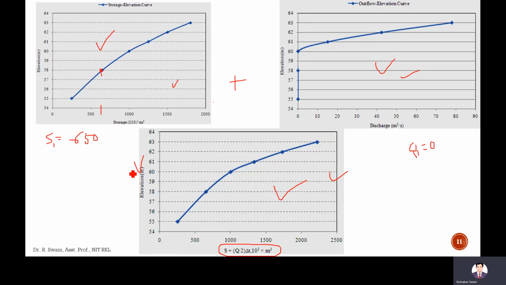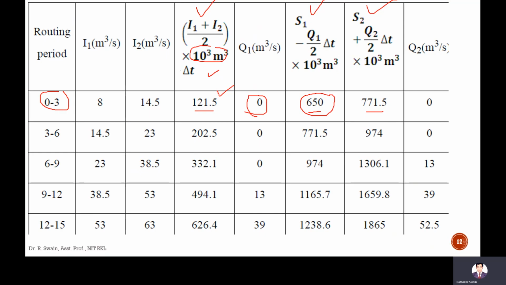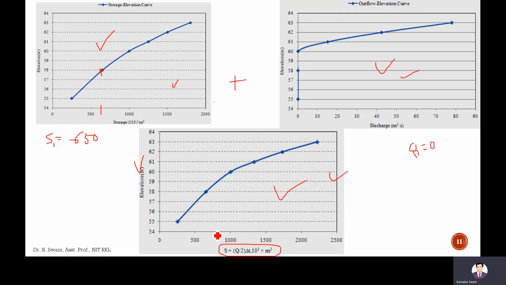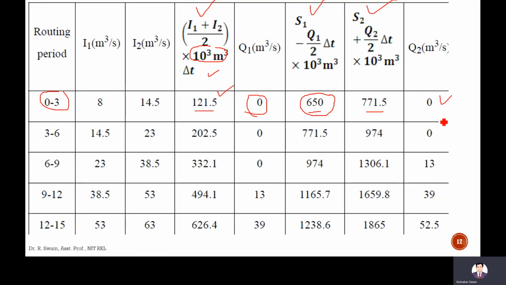Okay, here Q2. For this curve you have already calculated. So from this S curve plus Q by 2 delta T, which is 771.5, it will be somewhere here, calculate here some 59 something. So here it will be 0. 59 means it will be 0. So Q2 will be 0.